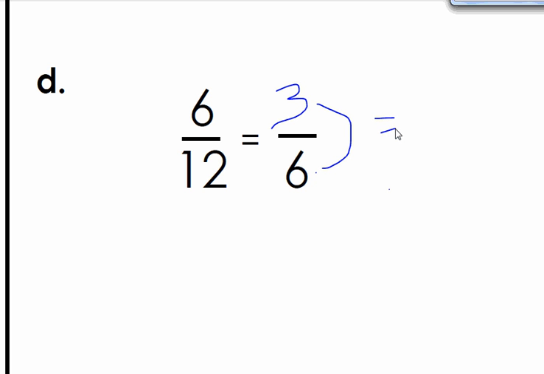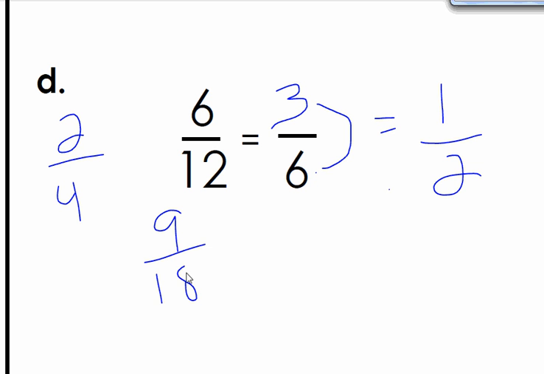What's the smallest fraction that I can look at? 3/6, it's half, right? What's another way to write half? 1 over 2, correct. Yes. So 6 twelfths, 3/6, 2 fourths, 9/18ths, all are going to equal a half.